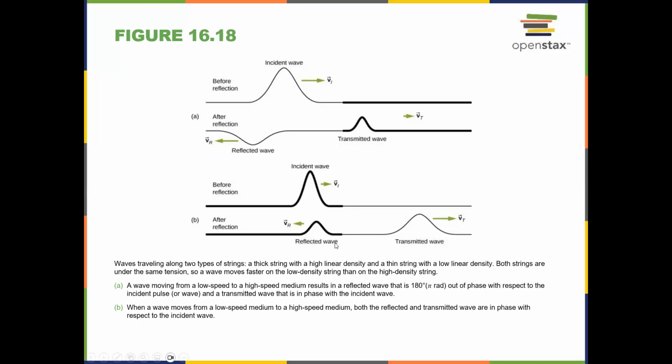If we have a soft boundary condition, so here we have a thick string or a high density string, and then a thin string or a low density string. Once again, it's moving slower with the thick string and faster with the thin string. So this has more mass per length. This has less mass per length. And what we see is that some of it will get reflected, but it will be in phase with the incident wave. And some of it gets transmitted. It's also in phase.